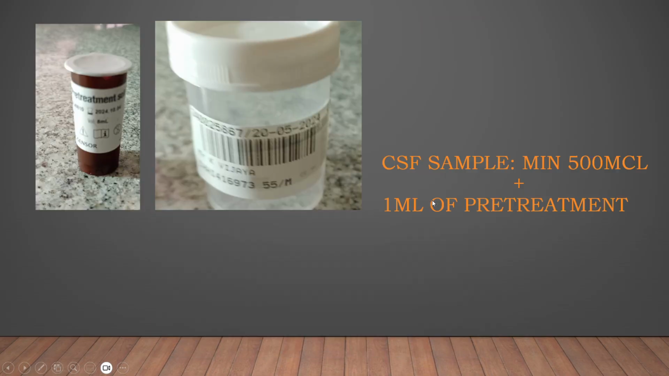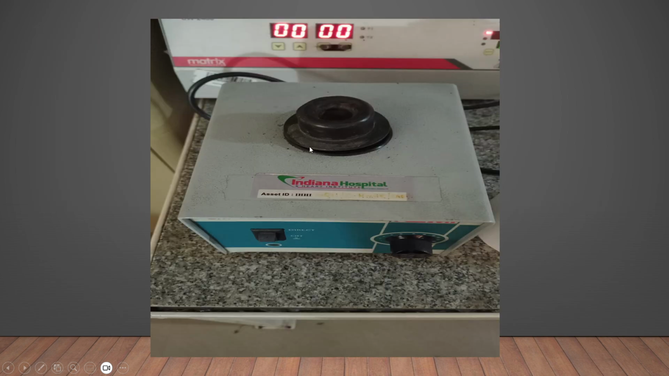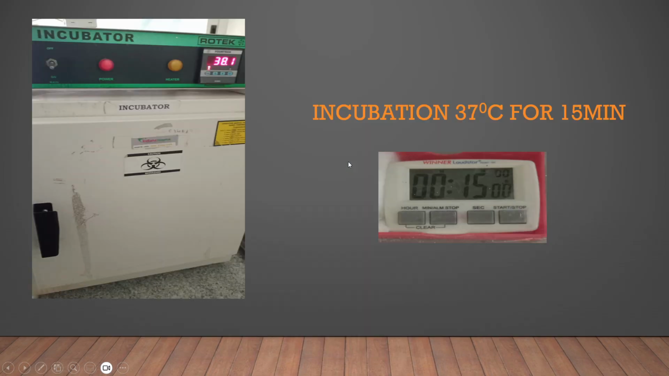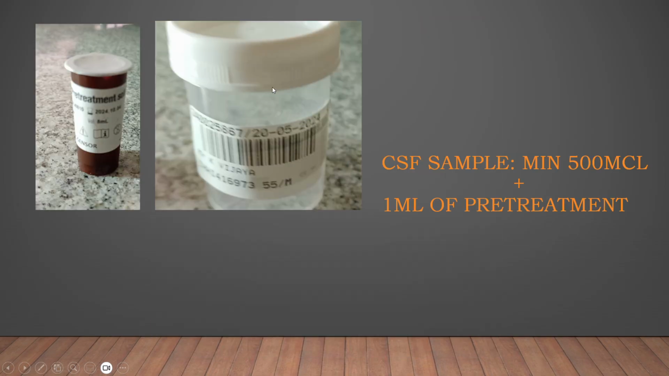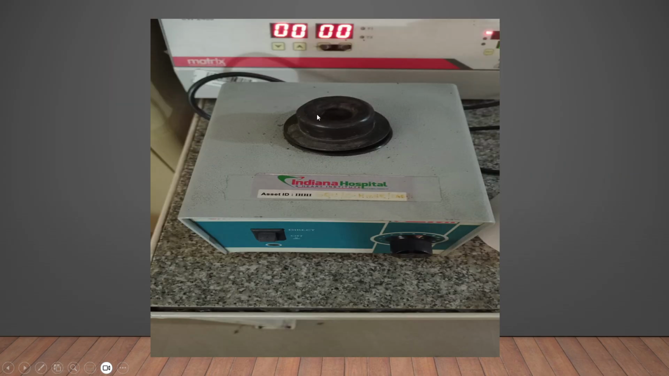Once you add that, make sure that you are vortexing it, mixing it as much as possible. One important thing is always select a sterile urine container, put the barcode, add the sample first. Once you add the sample, after that, this is the pre-treatment solution that is available with each cartridge. Take 1 ml of the solution, add it here, mix it well, and then vortex it well. That is very important. Always vortex it well for at least 3-4 minutes.